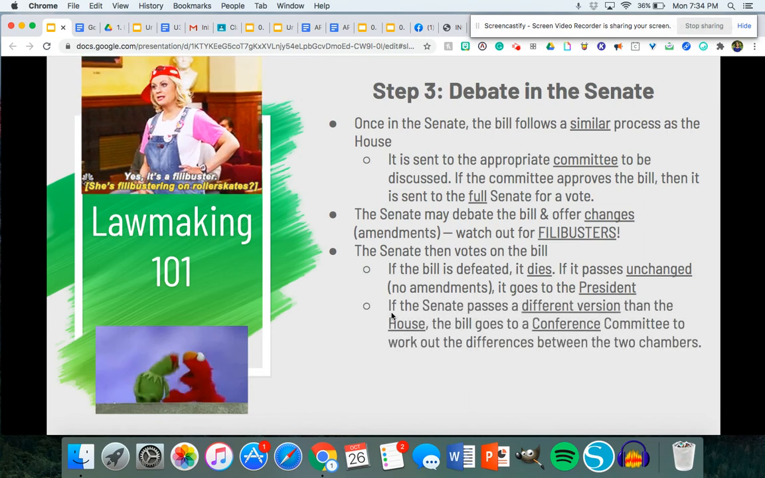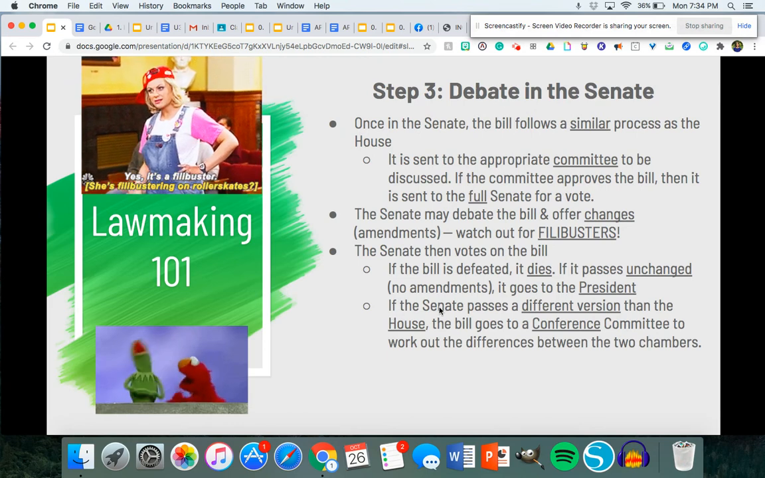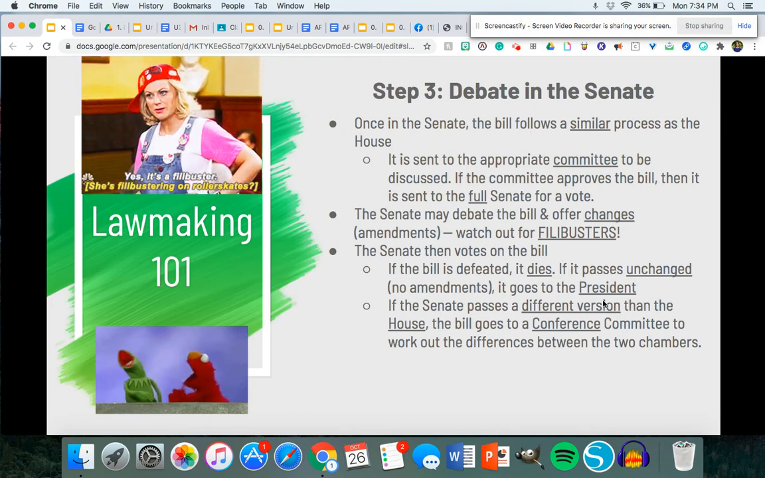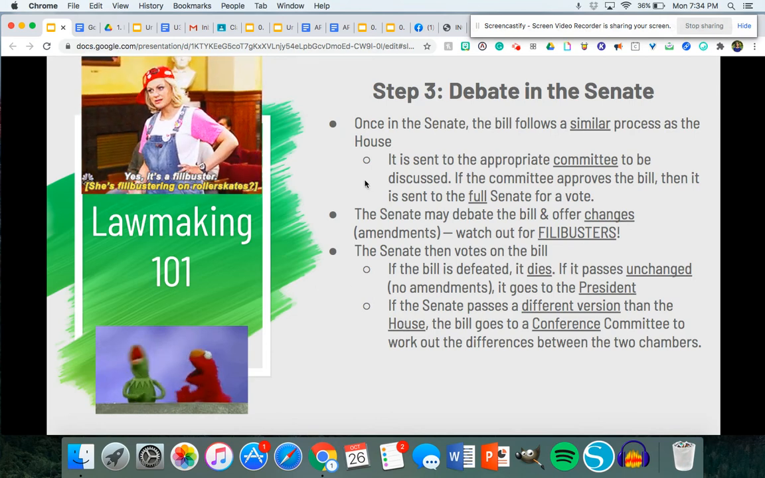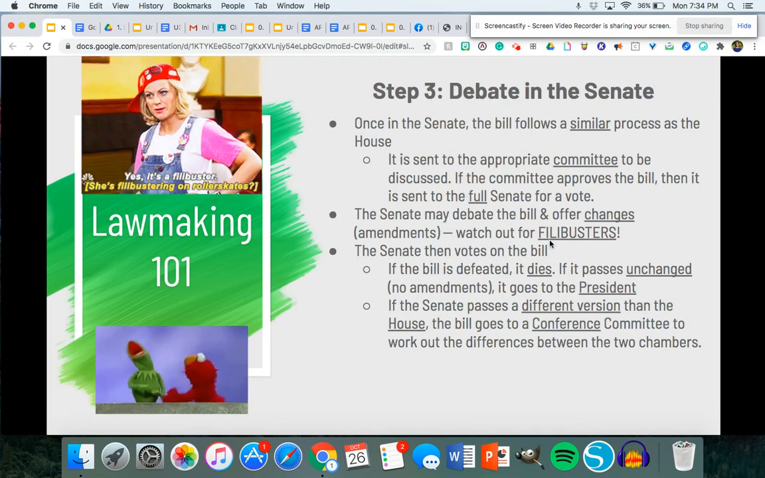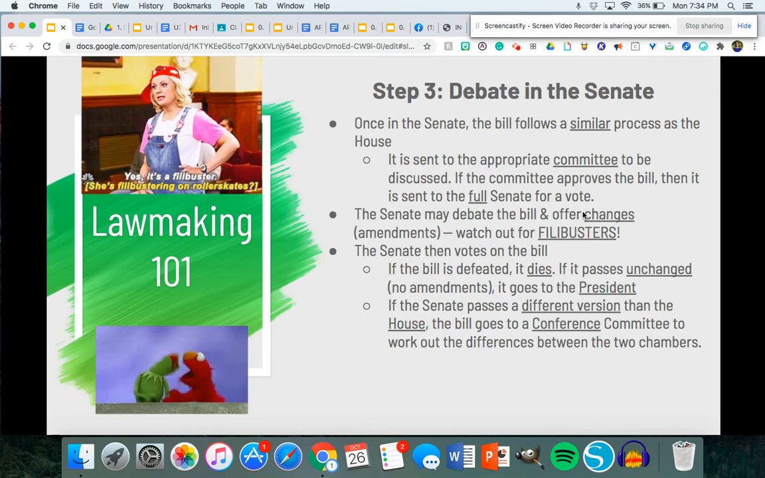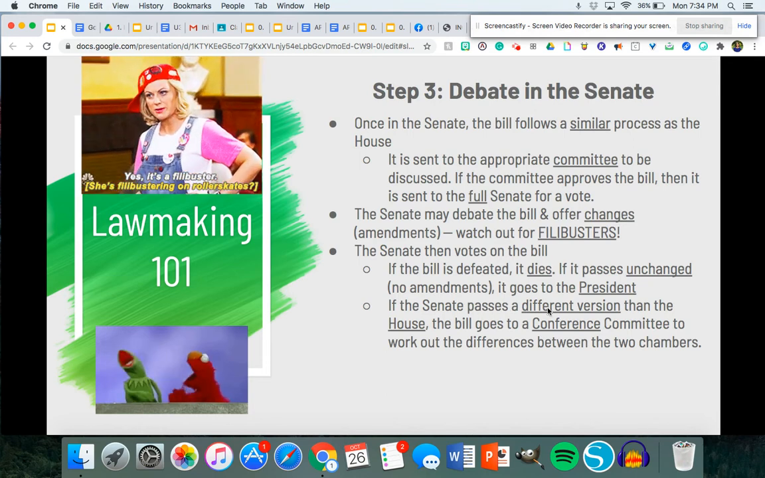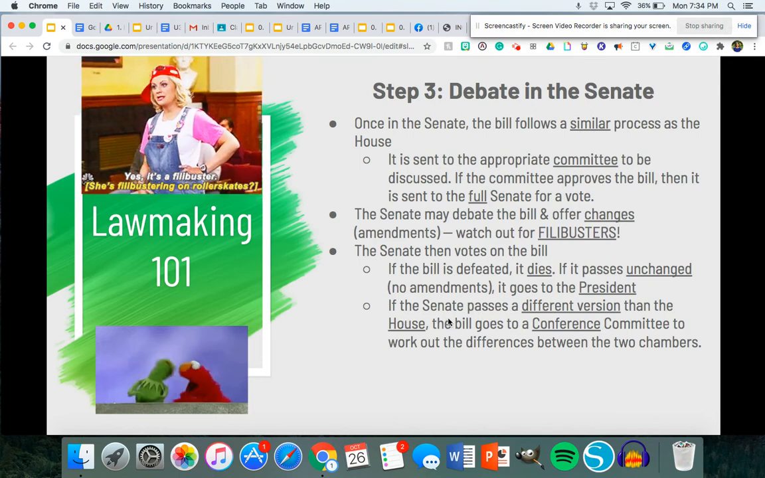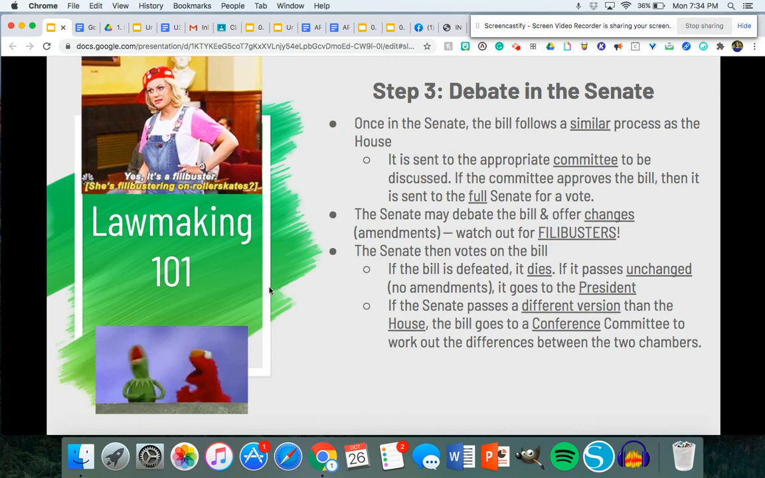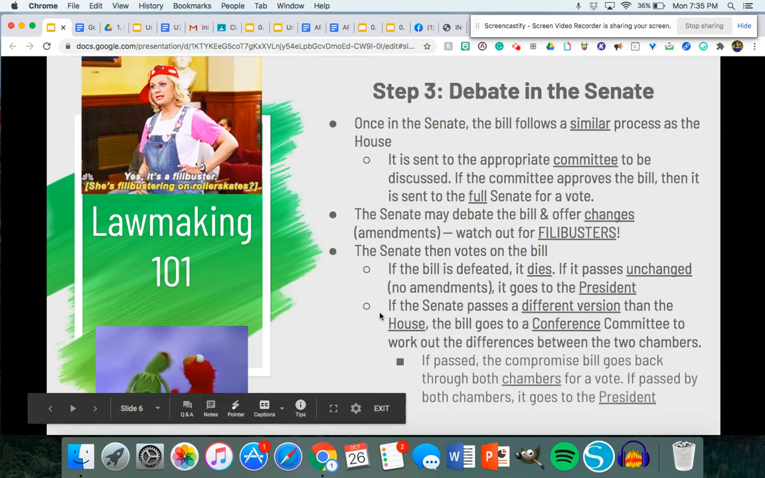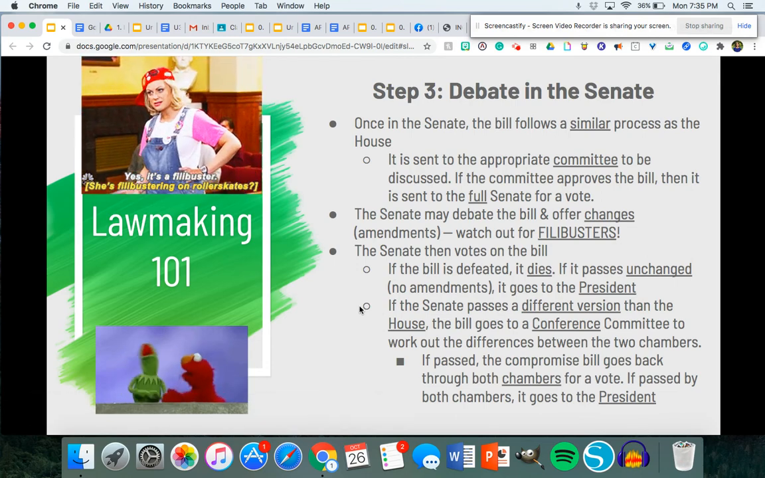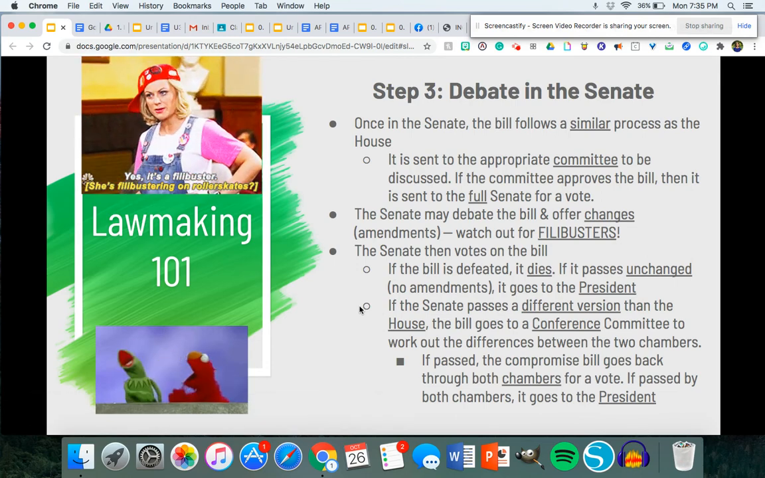Now, this is where, if you thought things were complicated, it gets even more complicated. If the Senate passes a different version than the House of Representatives, which is completely possible because the House voted on its bill, and the Senate is now debating the same bill and offering its own changes and its own amendments, then the bill has to go through what's called a conference committee to work out the differences between the two chambers. And a conference committee really is dealing with compromises. They're trying to find compromises between the two different bills.